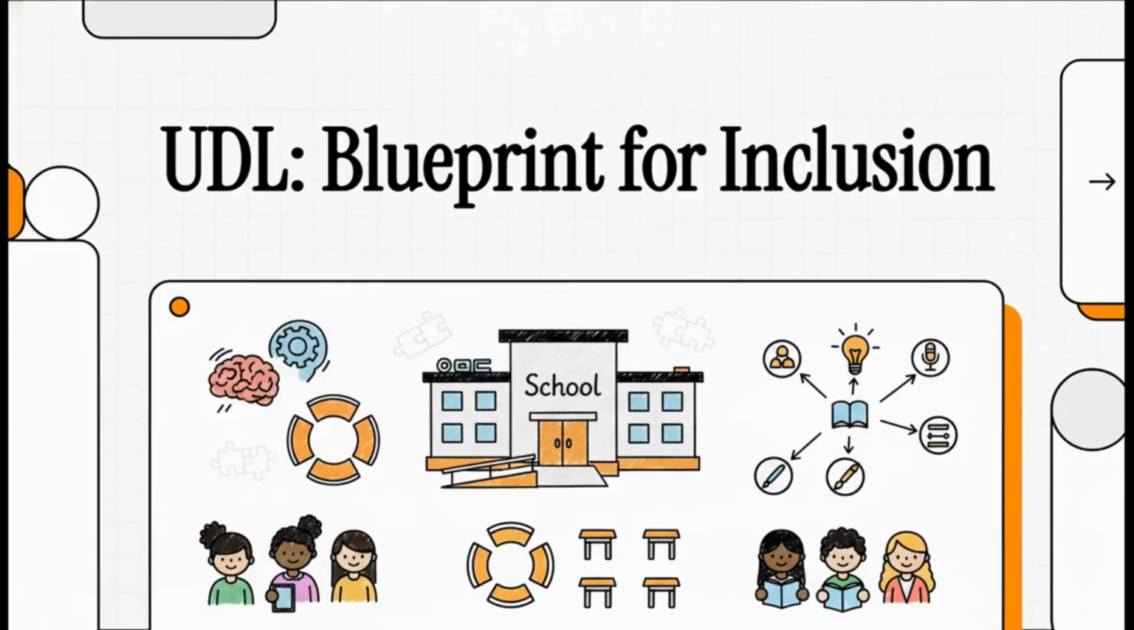Today, we're digging into a really powerful blueprint that's totally changing the game in education. It's called Universal Design for Learning, or UDL for short. So let's get right into how this framework is making classrooms more inclusive for absolutely everyone.